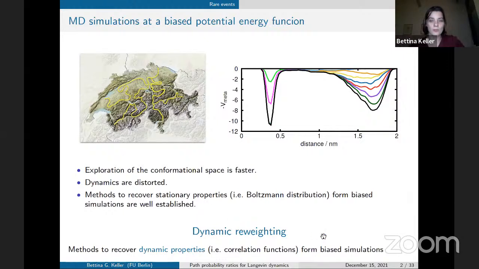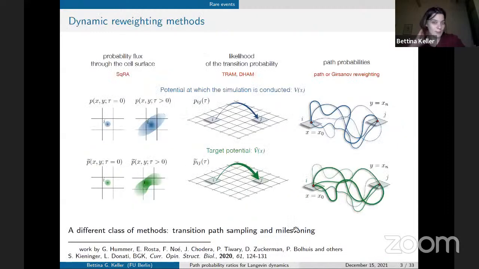And methods that try to do that are called dynamic reweighting. And there has been quite some effort in developing dynamic reweighting methods. So there are different ideas. We tried to classify some of them. There are actually so many that we couldn't classify all of them in this short review over here.